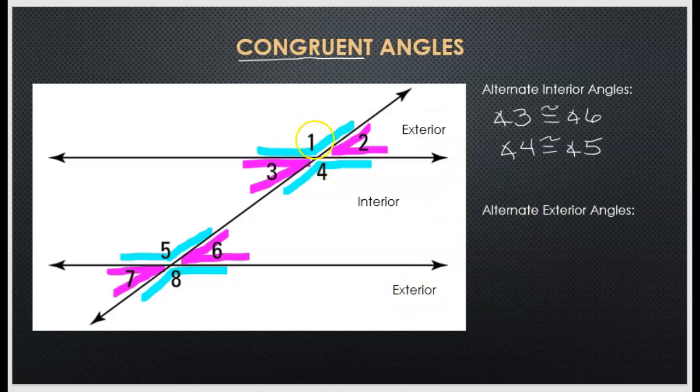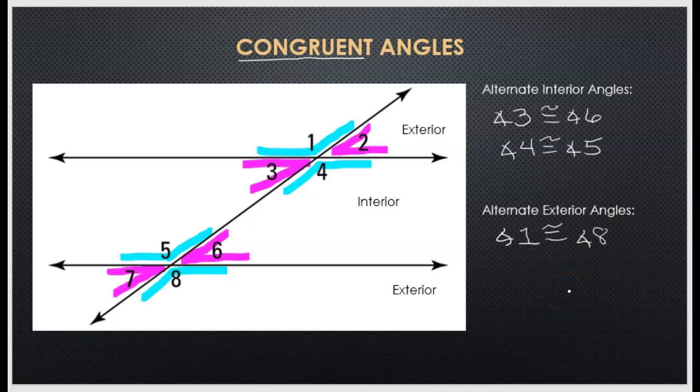So let's start with angle 1, because it is in fact on the outside or the exterior of my parallel lines. Okay, so now to find its alternate exterior angle, let's jump to the opposite side of the transversal and go to the outside on the bottom now of the parallel lines, and we end up with angle 8. So that means angle 1 and angle 8 are congruent because they are alternate exterior angles.